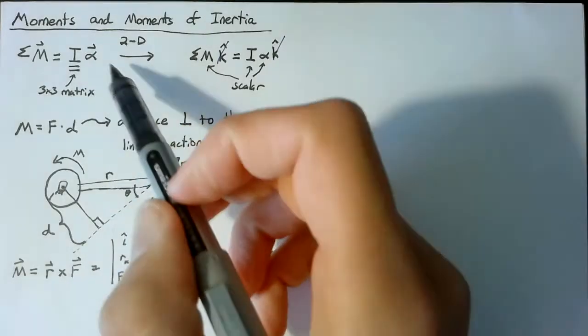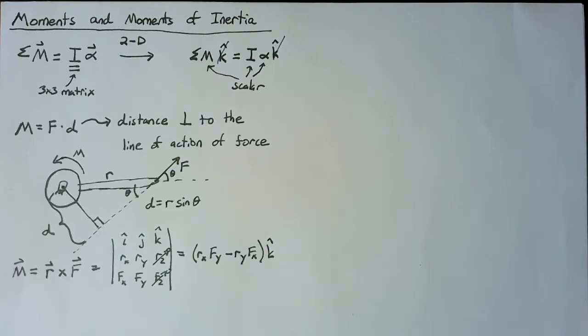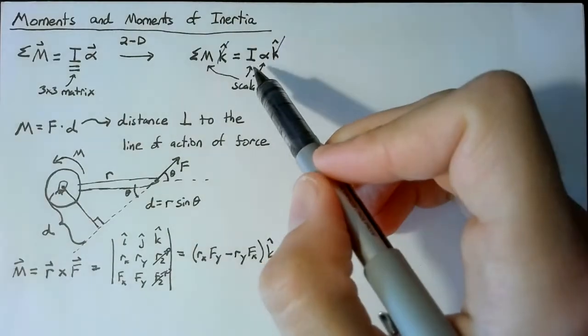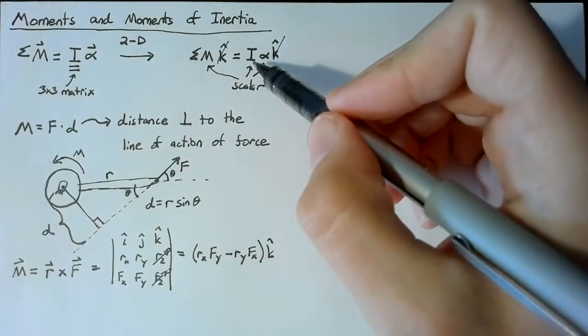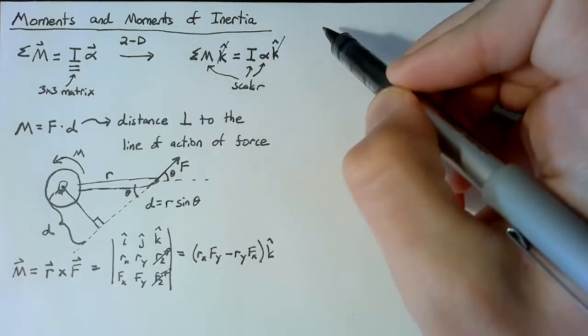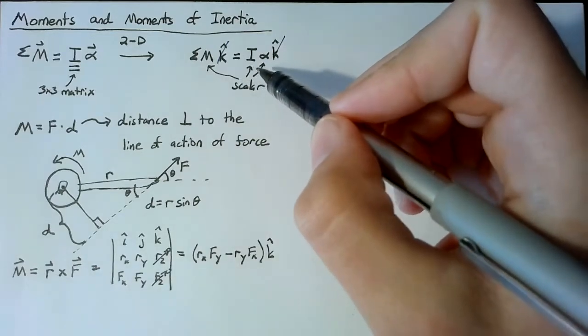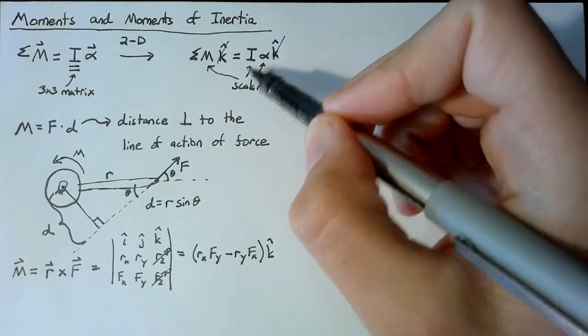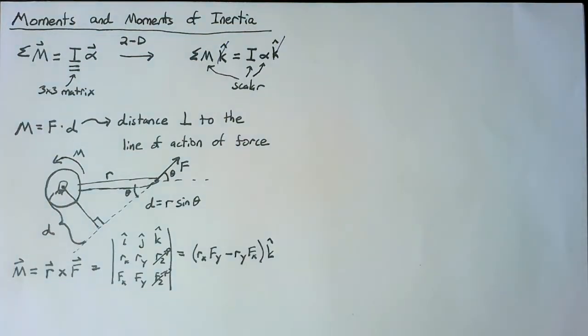In order to get our alpha term, the angular acceleration, we still need to know what our moment of inertia is. So just like mass is kind of the resistance of an object to linear movement, the moment of inertia is the resistance of an object to angular movement. If the moment of inertia is higher, that means that you need more moment in order to give it the same angular acceleration.